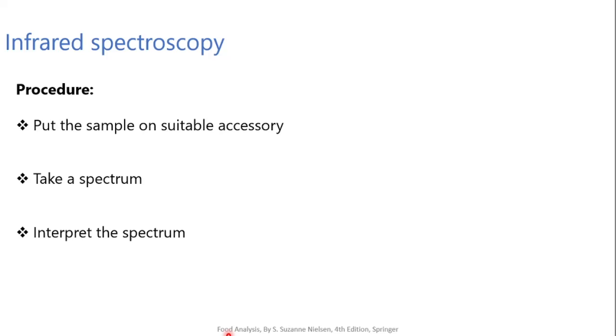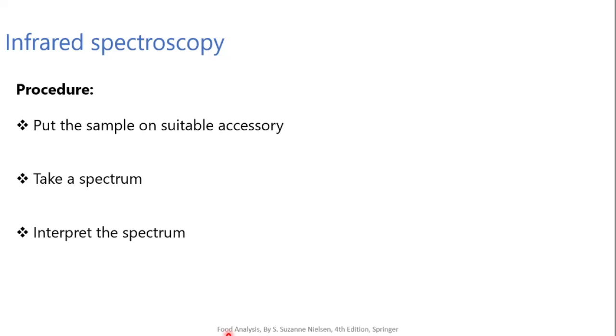Here, if you have the diffuse reflectance accessory, then we put KBr for the background, then we mix the sample with KBr and take the spectrum. While if the attenuated total reflection accessory is there, the total reflection of the IR radiation occurs, and that's why there is no need of any kind of standard in the analysis.